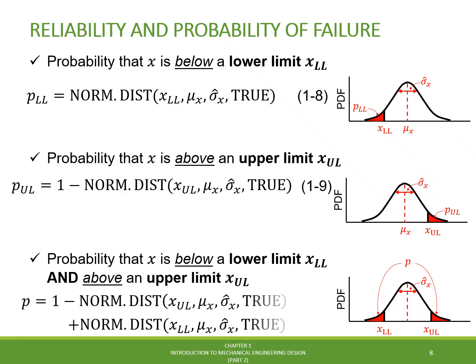So in order to do so, I need to apply this statement of the NORM.DIST function, which is given by 1 minus the NORM.DIST applied to the upper limit, considering the mean and the standard deviation and the argument TRUE, plus the NORM.DIST applied for the lower limit, which is given by the lower limit, mean, standard deviation, and the argument TRUE.